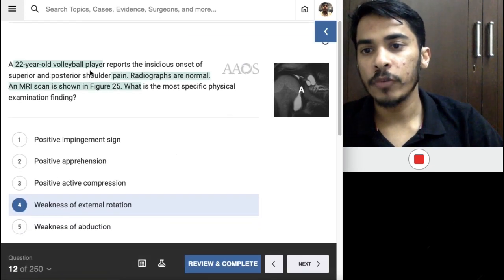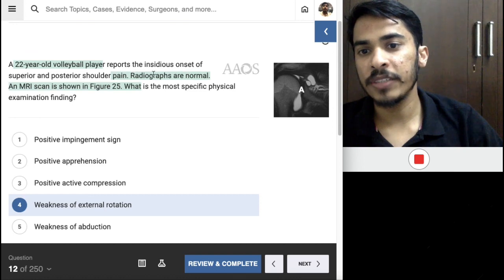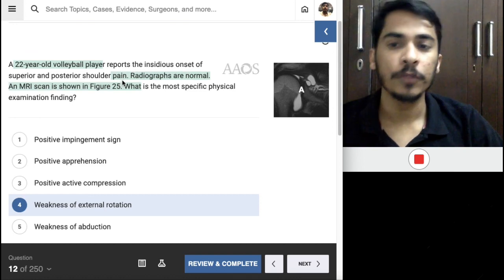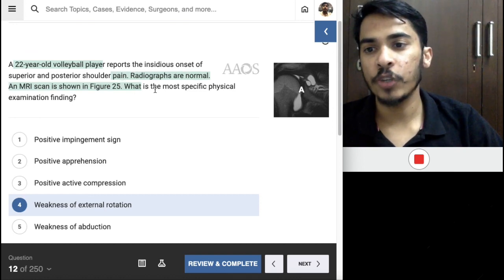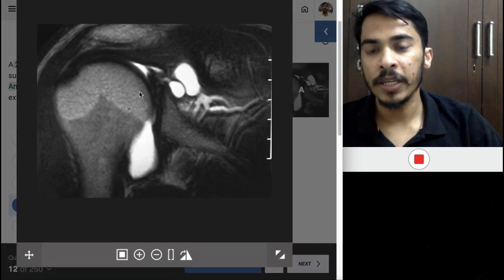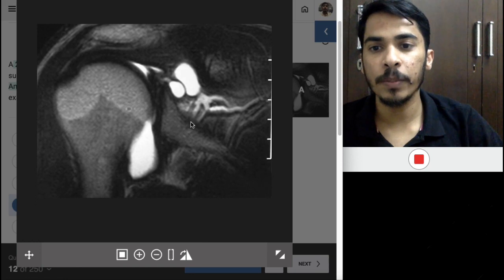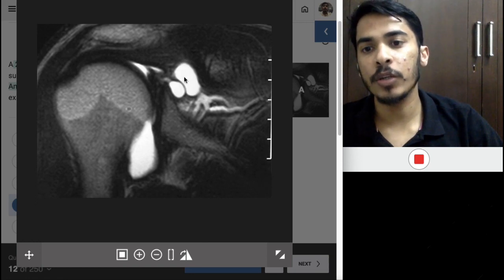A 22 years old volleyball player reports the insidious onset of superior and posterior shoulder pain. Superior and posterior shoulder pain. X-ray is normal. MRI is showing, humeral head, glenoid, there is a cyst here. This is axillary pouch. This is normal. This is axillary pouch. And there is a cyst in suprascapular notch here.